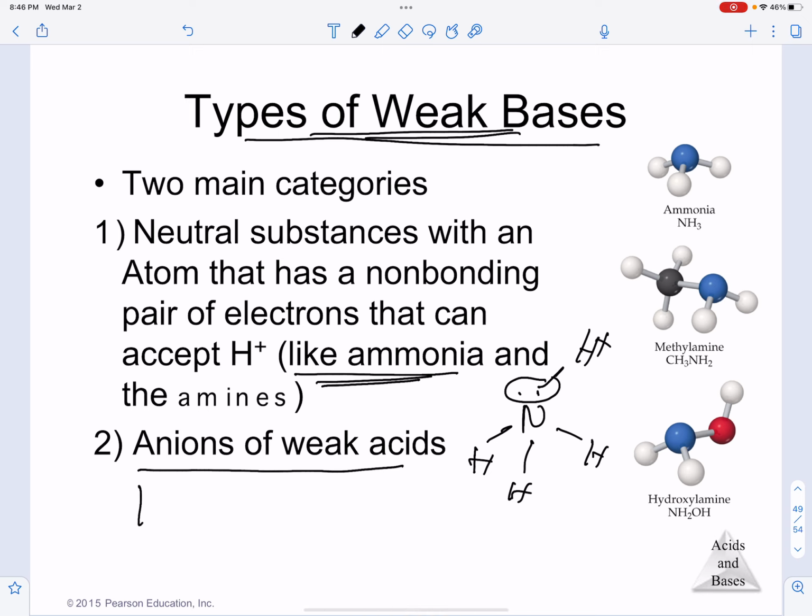In addition to that, the anions of weak acids are going to be weak bases. So if I have HF, which is a weak acid, the anion, which is F negative, is also a weak base. So weak acids give you weak bases, weak conjugate bases.